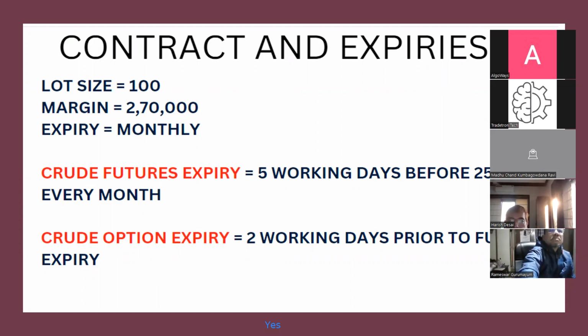Expiry is monthly. Unlike in NSE, where we have weekly expiries now, we don't have weekly expiries in crude oil options. And that is one of the reasons that we don't have a lot of volumes and liquidity.